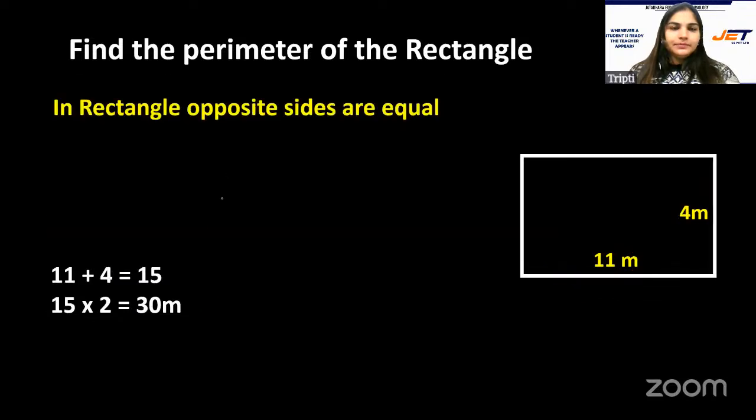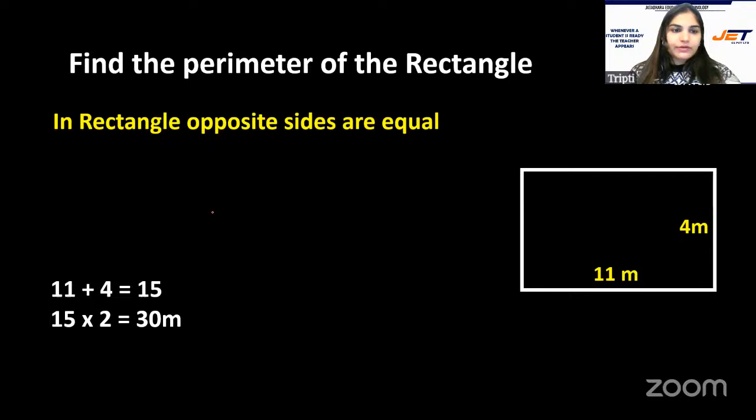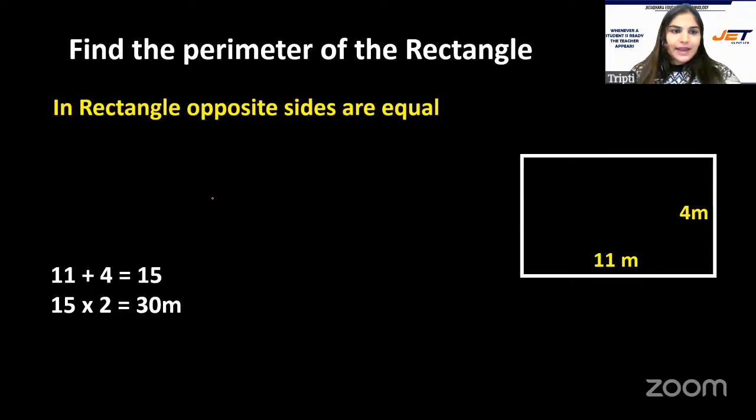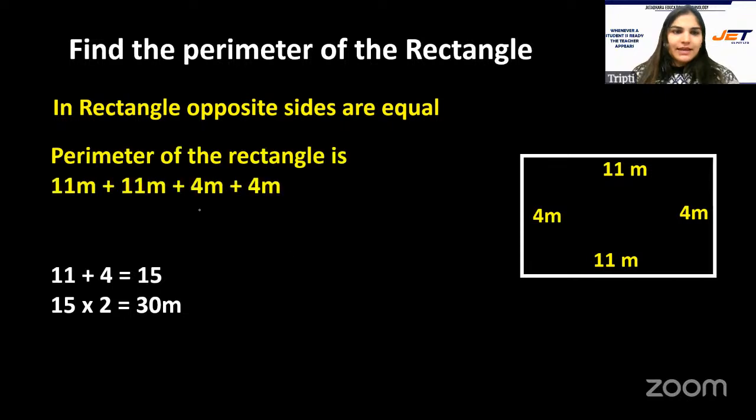Next one. In a rectangle, you know that opposite sides are equal. These are the measurements of the sides. Please find out the perimeter of the rectangle. I know the other way is already written there, but yeah, do it. So here it is 11 plus 11 plus 4 plus 4, which is equal to 30 meters.